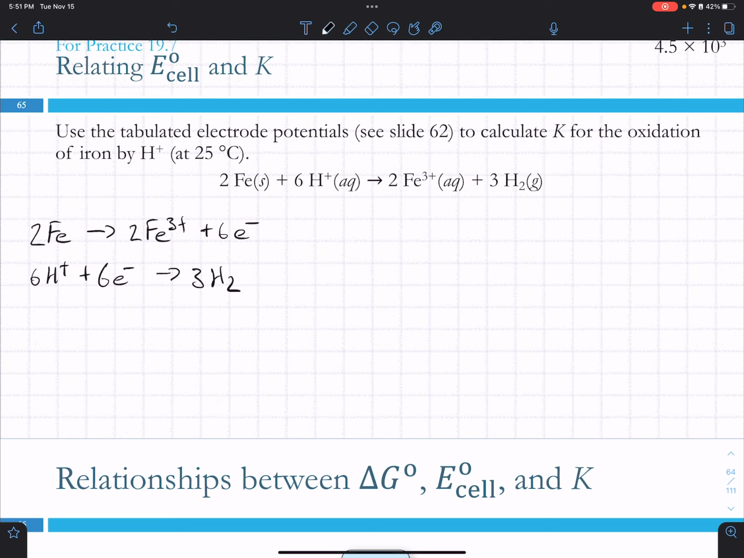So which one is being reduced? Which one's gaining electrons? Hydrogen, yeah, H+. So this is being reduced. That also makes it the cathode. That means that iron is being oxidized, which makes it the anode.